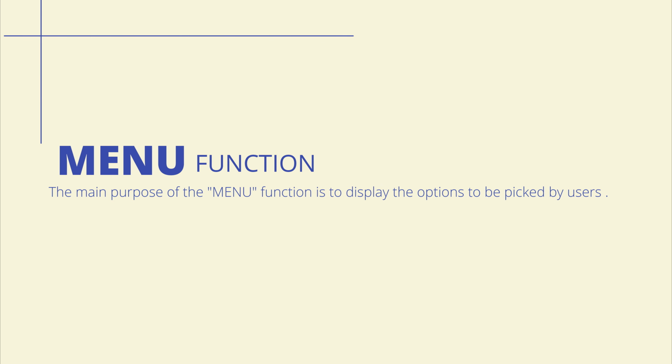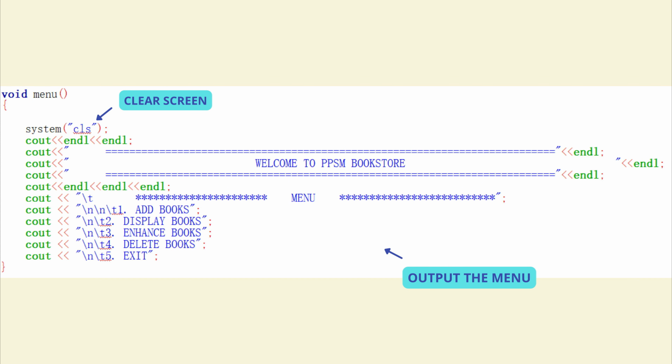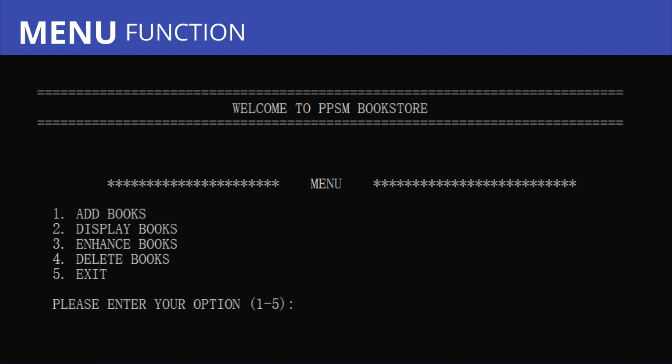The first function used in the coding is the menu function. The main purpose of the menu function is to display the options to be picked by the users. So this is the coding for the menu function, and this is the display for the menu function.